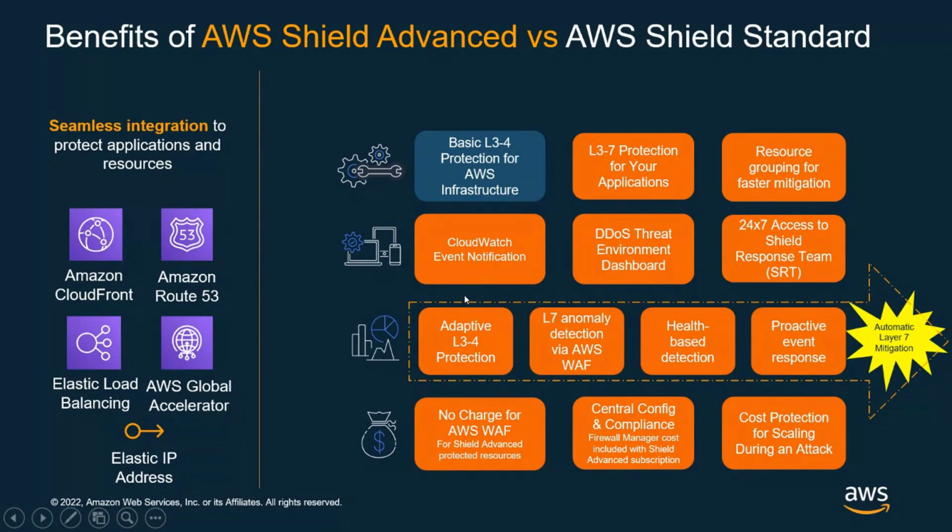So, starting with adaptive layer 3 and 4 protection. When you protect a resource with Shield Advanced, we're going to understand that resource and look at anomalies and start baselining those resources so that we can start raising and lowering the sensitivity of those filters within our Shield Advanced service, depending on what we're seeing with the resources you're protecting. So it is more of a custom adaptive protection at layers 3 and 4.